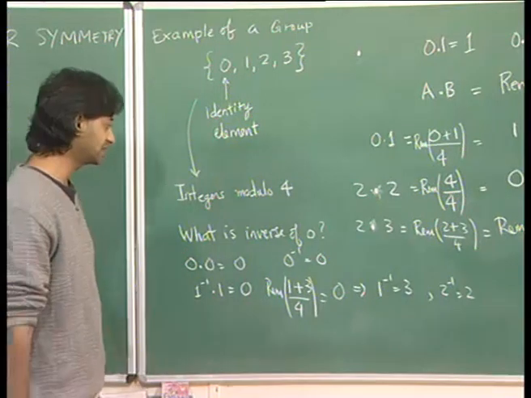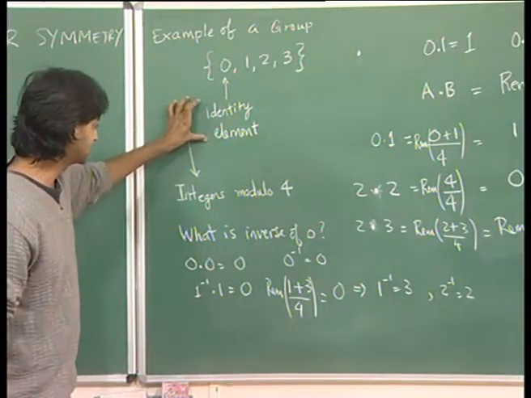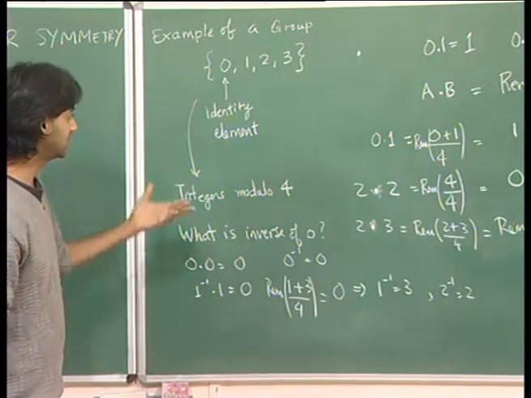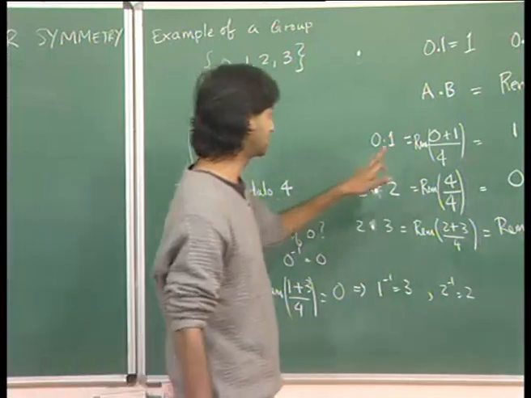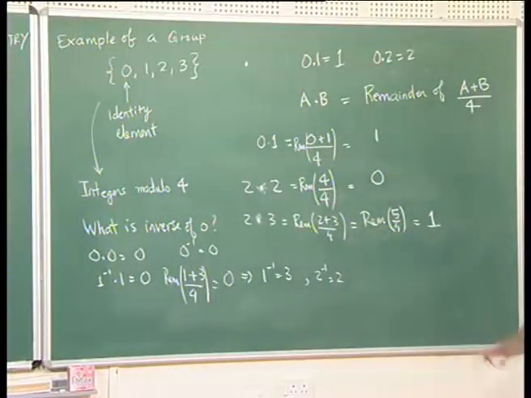Okay. So every element has an inverse. So there is an identity, each element has an inverse, and this binary operation always gives you another member of the group. So this satisfies all the axioms of a group. So this is an example of a group.